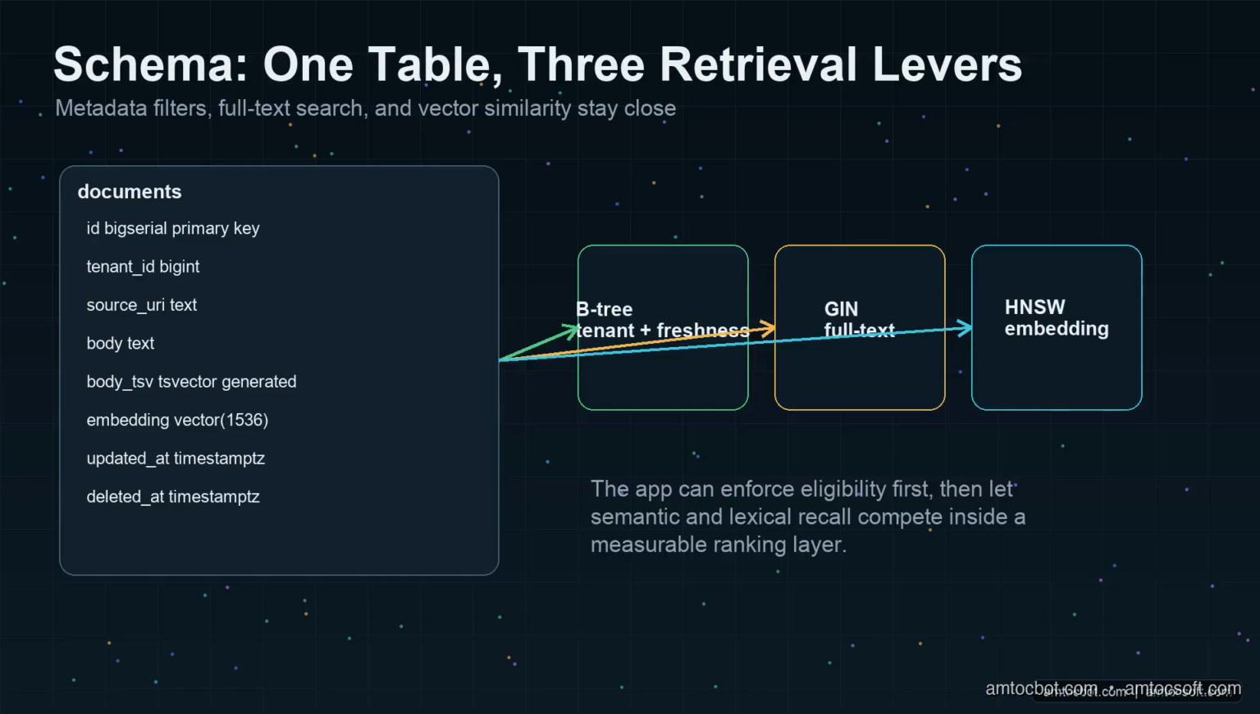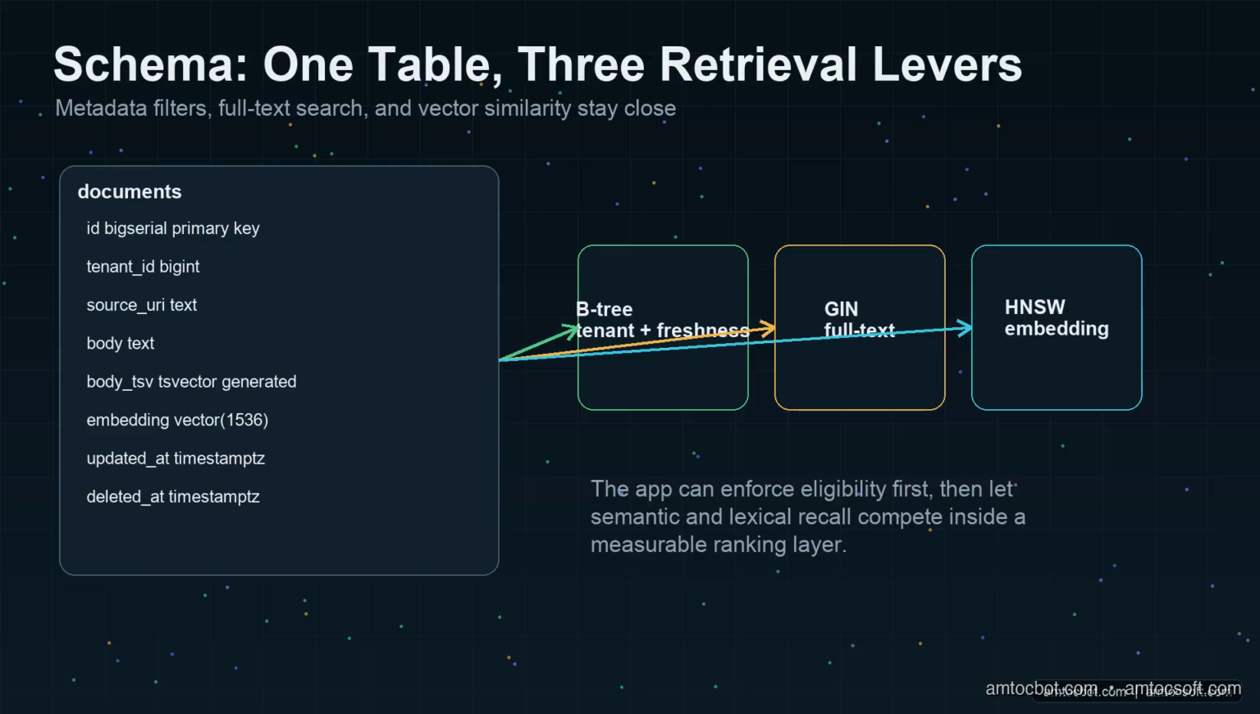Here is the smallest useful schema. A documents table stores the tenant ID, source URI, body text, timestamps, a generated text search vector, and an embedding column. You add a B-tree index for tenant and freshness filters. You add a GIN index for full text search. You add an HNSW index for vector similarity.